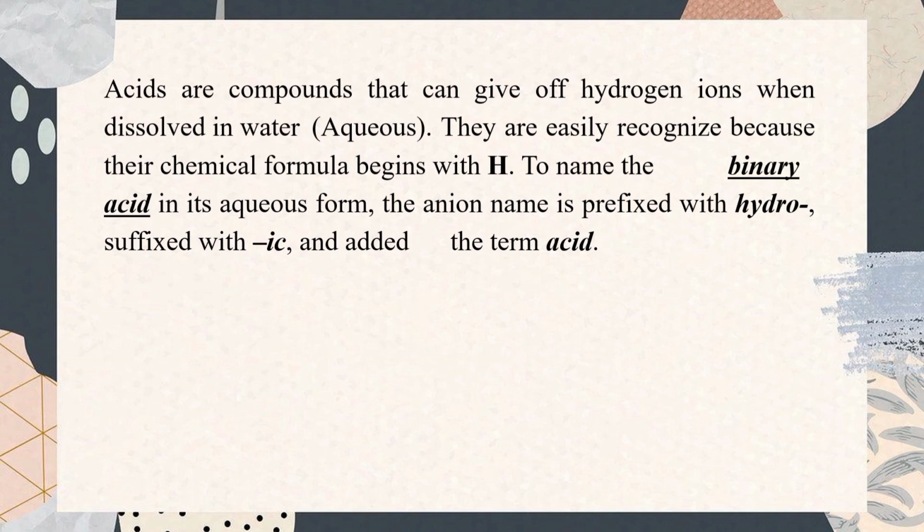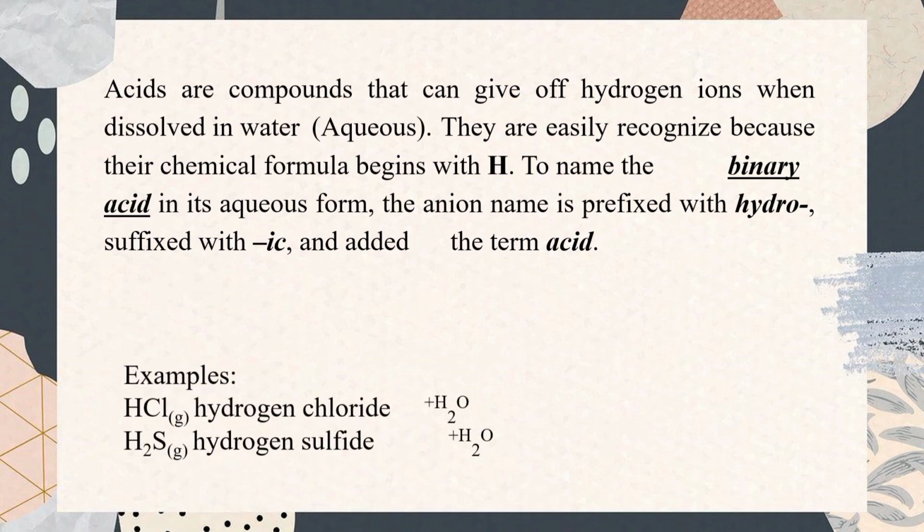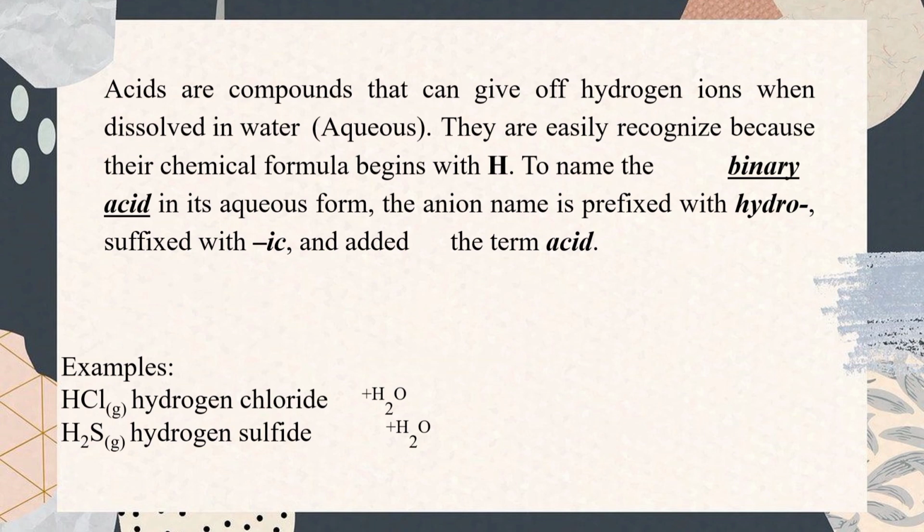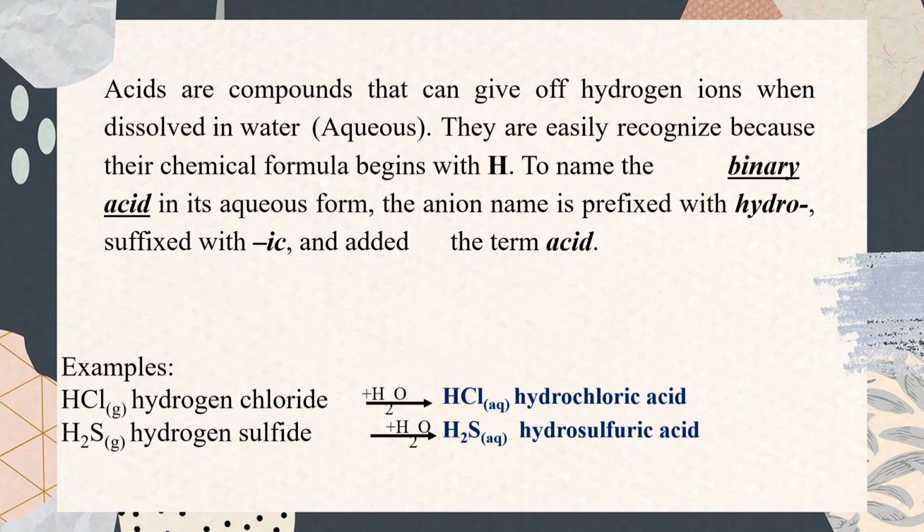Acids are compounds that can give off hydrogen ions when dissolved in water and become aqueous. They are easily recognized because their chemical formula begins with H. To name the binary acid in its aqueous form, the anion name is prefixed with hydro, suffixed with ic, and added the term acid. Examples: HCl, when it's added to water, and H2S, when added to water, the name is hydrochloric acid, which is in aqueous form. And for H2S, it is hydrosulfuric acid.